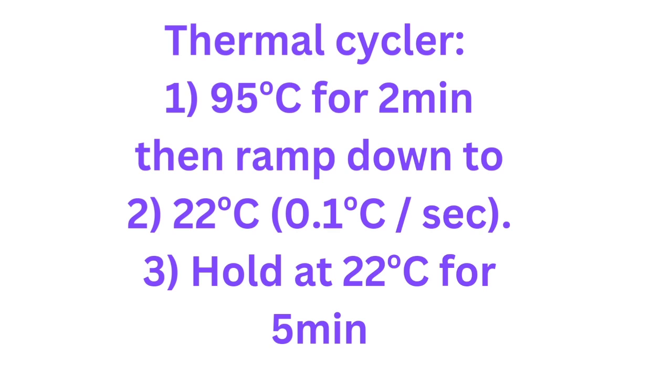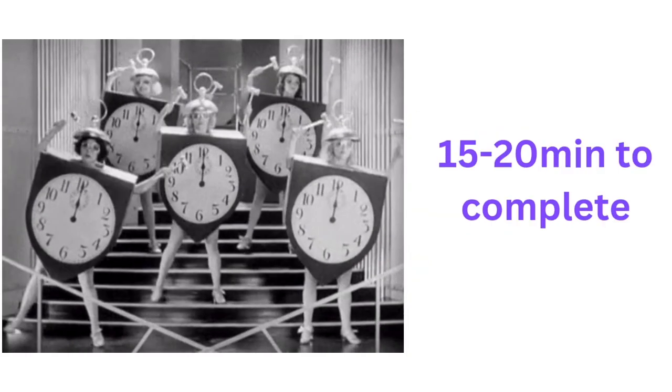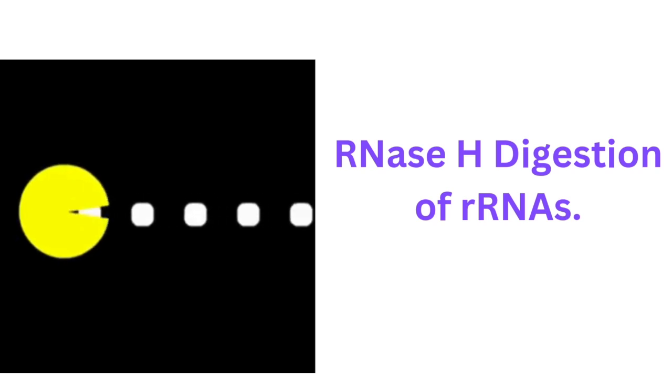Then we're going to ramp down to 22 degrees, and you set it to ramp down at 0.1 degrees Celsius every second. We're going to hold it at 22 degrees Celsius for 5 minutes, and then you can just leave it at 4 degrees until you're ready. The program will take around 15 to 20 minutes to complete. Then you want to briefly spin it down in a centrifuge in case there was some condensation, and then place it immediately on ice. And we're going straight into RNase digestion.